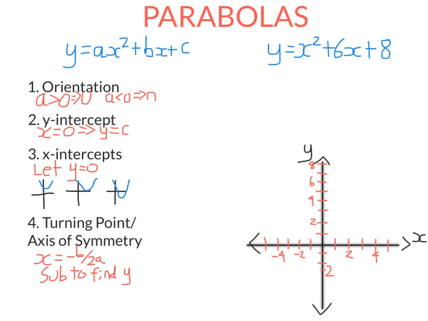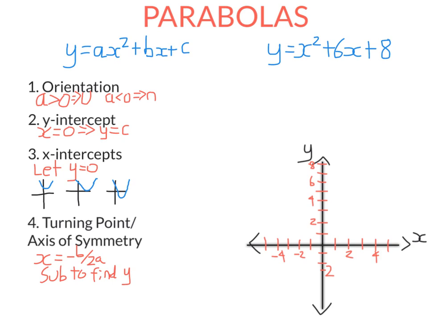But just be aware that a parabola may have 0 x-intercepts, if it looks like this and doesn't hit the x-axis. It can have 1 x-intercept, if the x-intercept is also the turning point, and it can be like this, where it has 2 x-intercepts. All parabolas have 0, 1, or 2 x-intercepts, and that corresponds to the number of solutions to the quadratic.